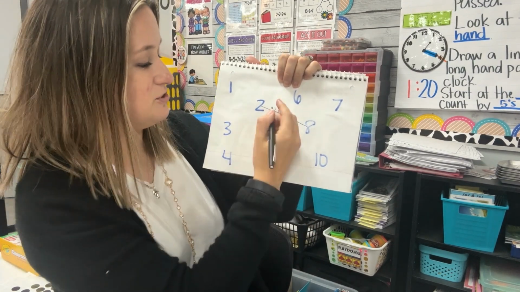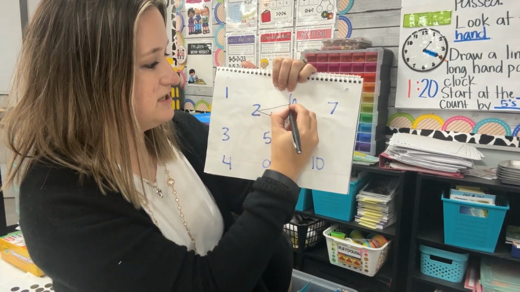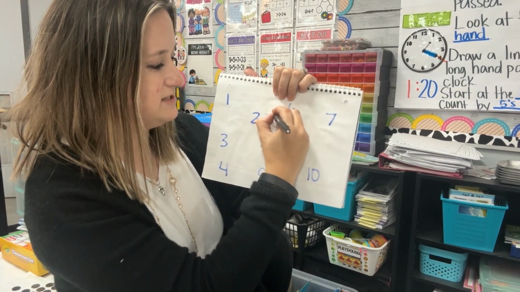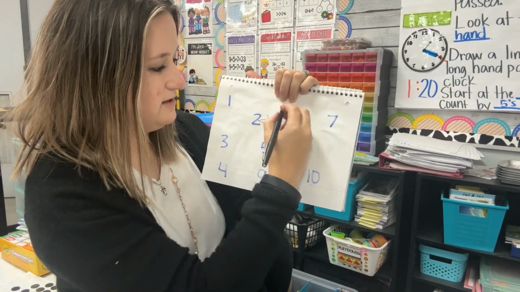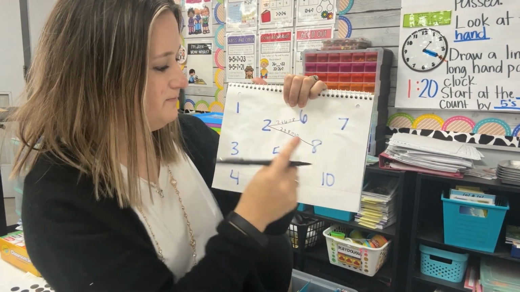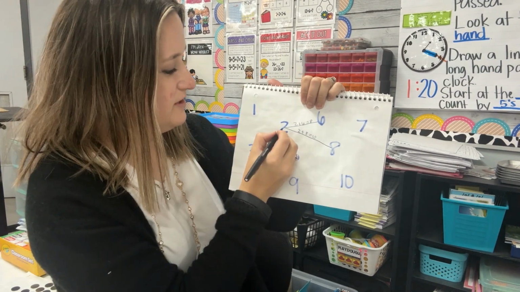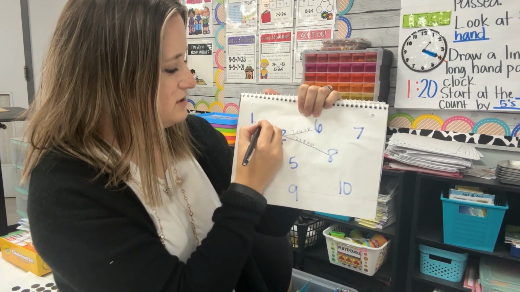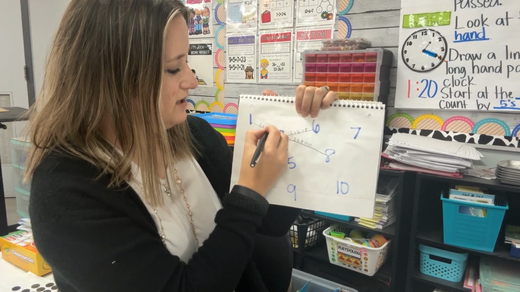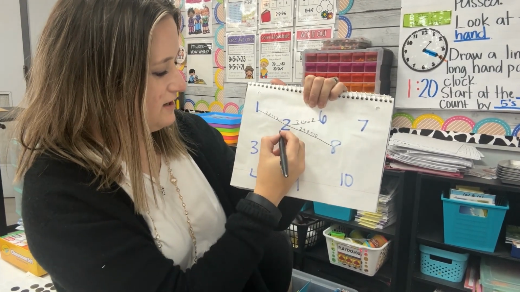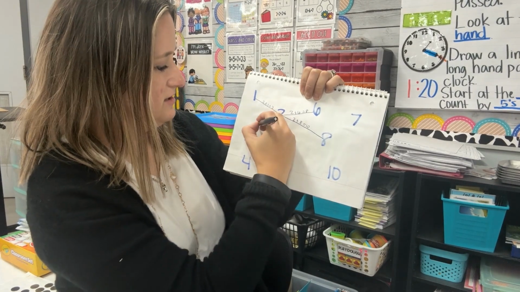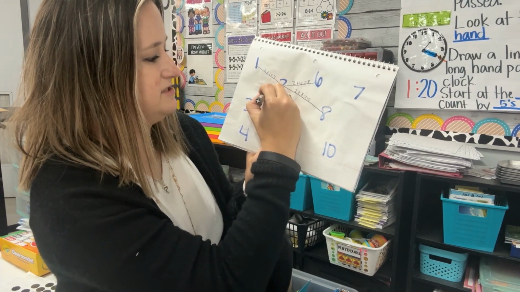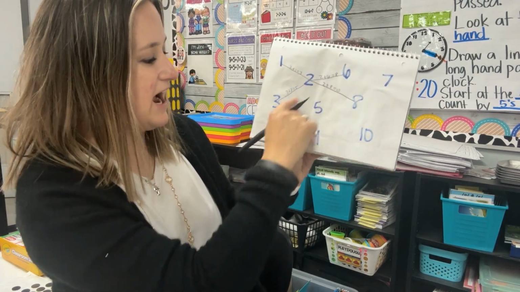Then I can also draw a line from the 2 to the 6. On that line, I can write 2 plus 6 equals 8. I can draw a line from the 2 to the 1. From here, I can write 2 plus 1 equals 3. I can write 3 plus 2 equals 5. I can keep going.